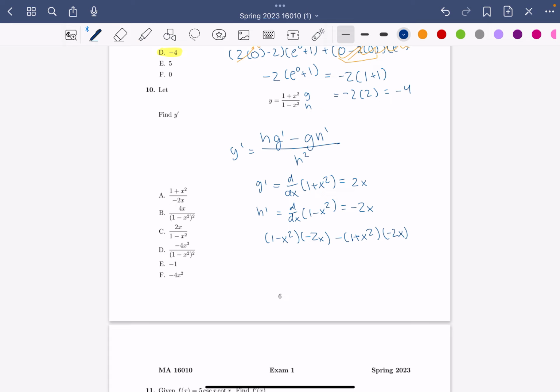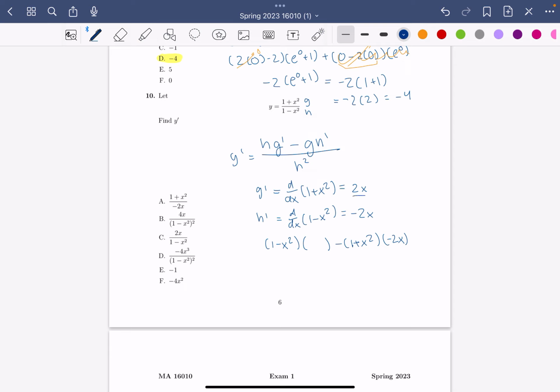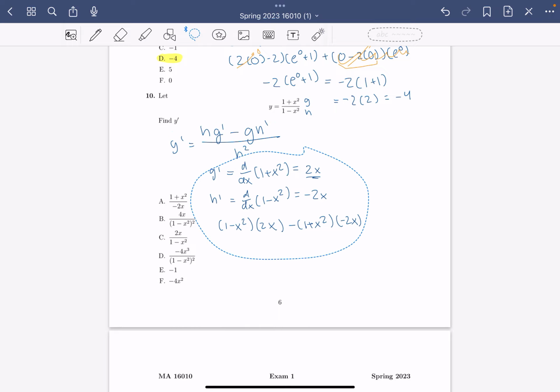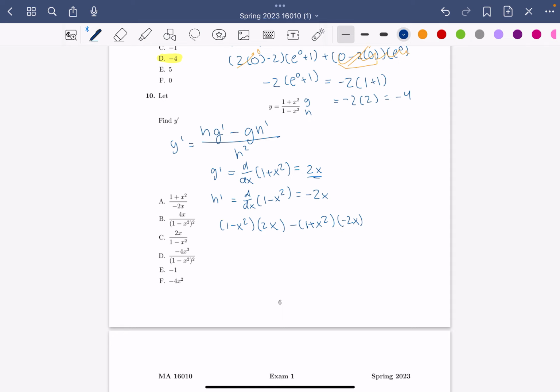Actually, that first term I messed up a little bit. It was h times g prime. G prime is 2x, not negative 2x. I'm going to move some stuff around so we have a little bit more space. And then finally, put that entire thing over h squared, which is 1 minus x squared, the whole thing squared.